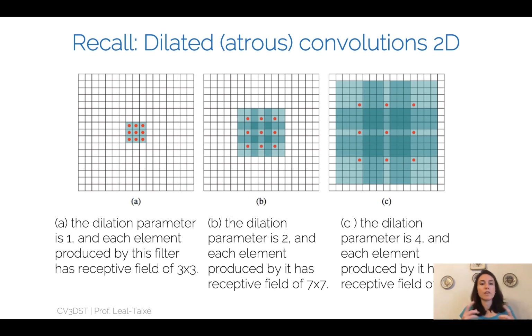In this case, we have a 3x3 convolutional filter, dilation 1, which means a normal convolution, hence the receptive field is 3x3. With the same number of parameters, but now with a dilation of 2, we can get a receptive field of 7x7. The dilated convolution achieves this by spreading the weights and not applying them to neighboring pixels, but applying them to pixels separated by 2. Same if the dilation parameter is 4, then each element produced has a receptive field of 15 by 15, but we still have these 9 parameters to learn. So we increase the receptive field without increasing the number of parameters.